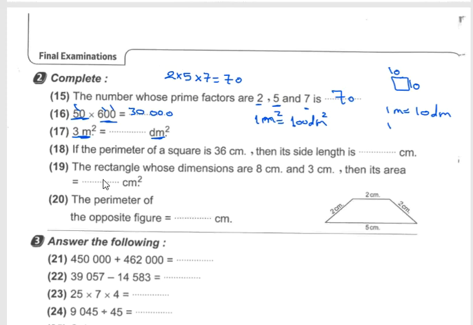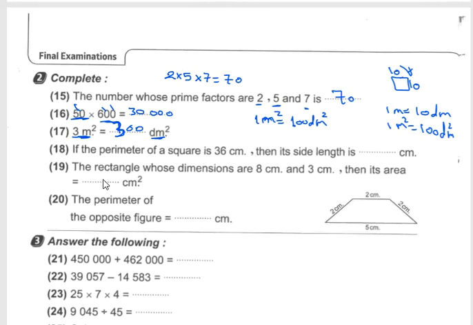If we say 1 meter to the power 2, 1 square meter equals 100 square decimeters. Why? 10 times 10 equals 100. Here we have 3 square meters, it will be 300.